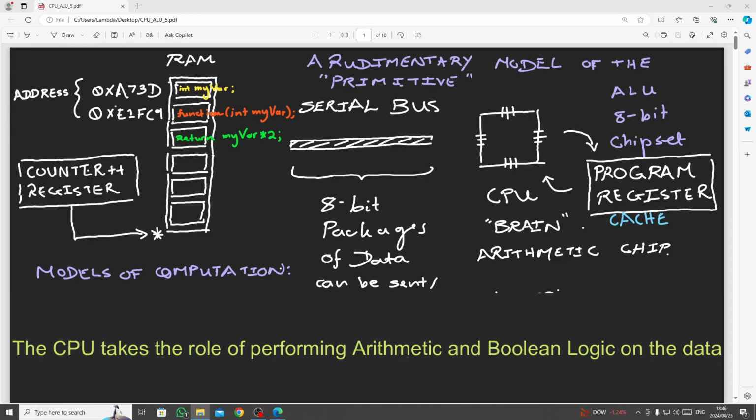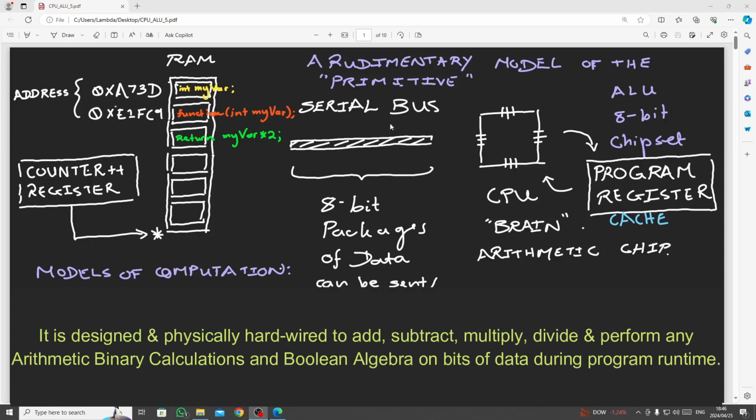The CPU takes the role of performing arithmetic and Boolean logic on the data. It is designed and physically hardwired to add, subtract, multiply, divide and perform any arithmetic binary calculations and Boolean algebra on bits of data during program runtime.